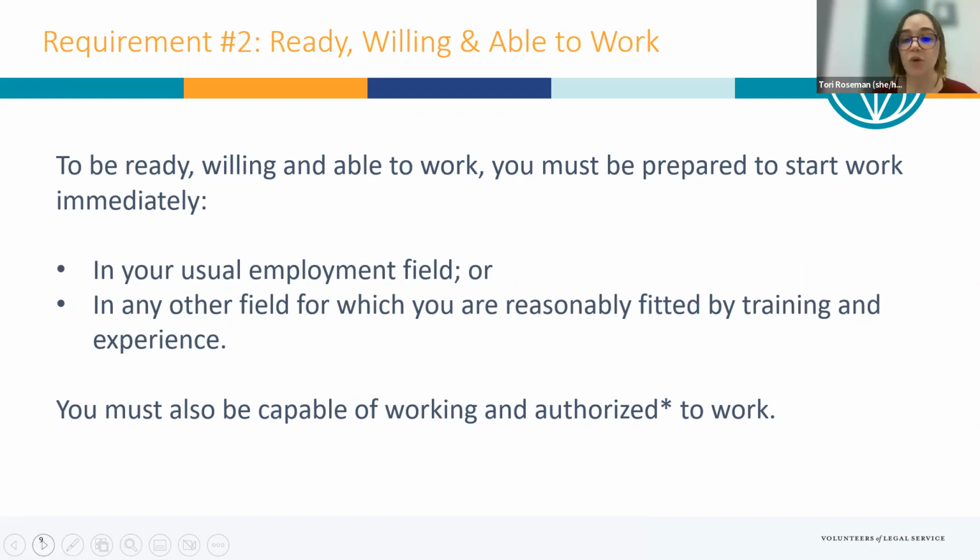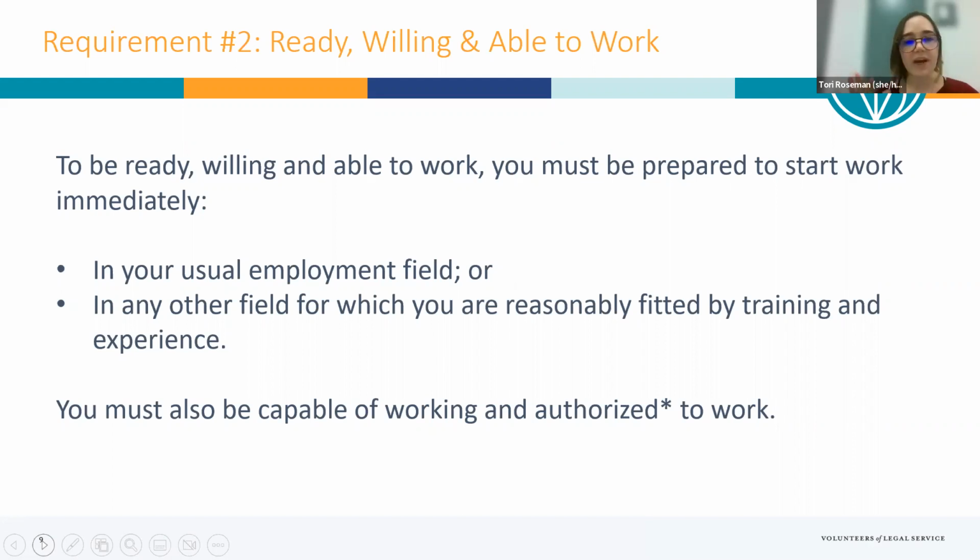So being able to work doesn't mean that if you've worked as a waitress, you now can start working remotely for a data entry firm. That's not where your experience is. That's not your usual employment. So again, utilizing examples is something that we're hoping to see a lot in these materials so that claimants can better understand how some of these rules apply to them.